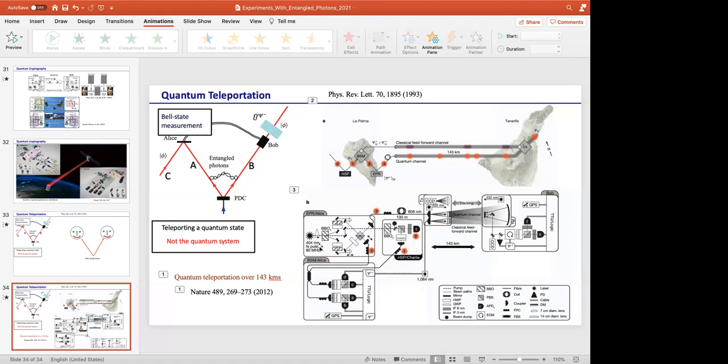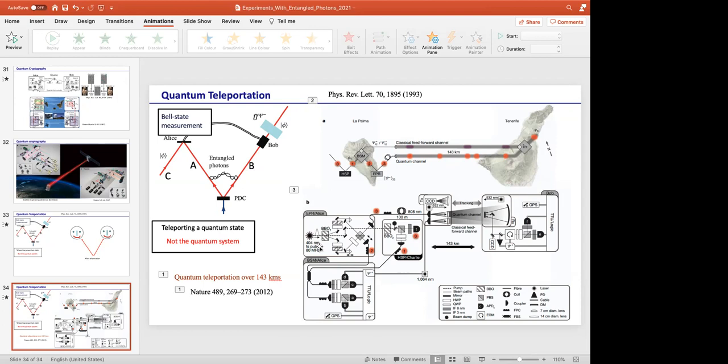Sir, one thing: in many experiments, like this one on quantum teleportation, after the experiment you specify what distance the qubit was transferred over. In this case, it is 143 kilometers. But ideally the distance can be infinite, right? It can take any value. Is there any attenuation to the teleportation, to the accuracy, as the distance is increased?